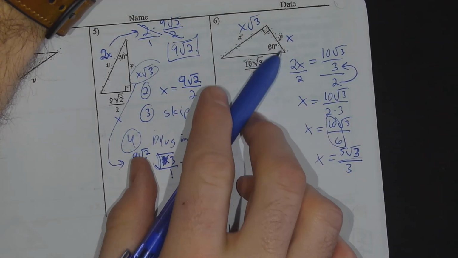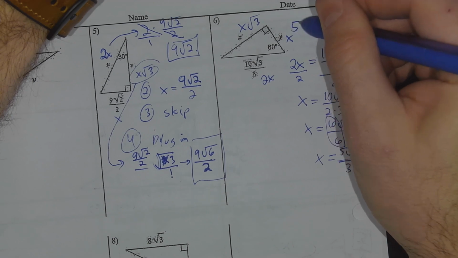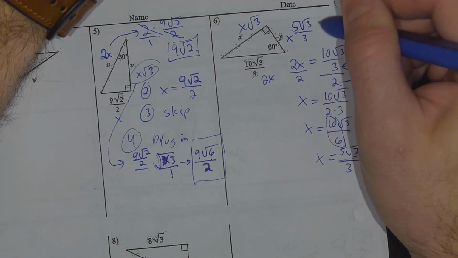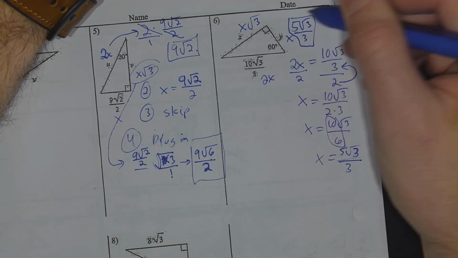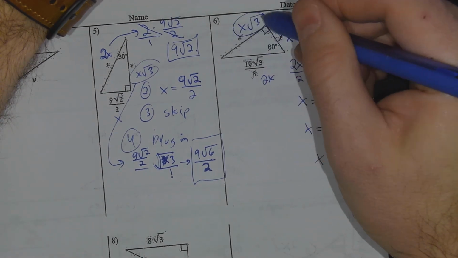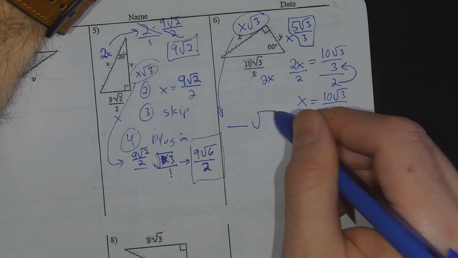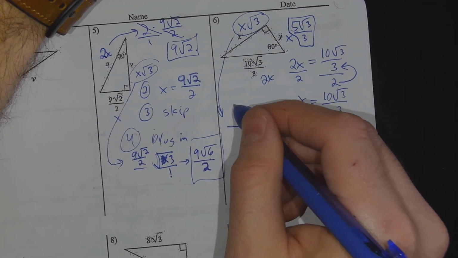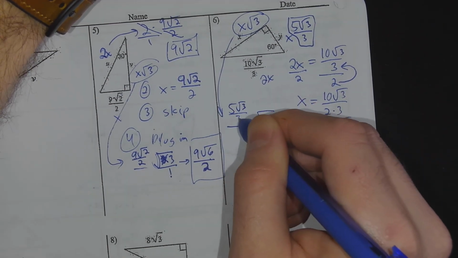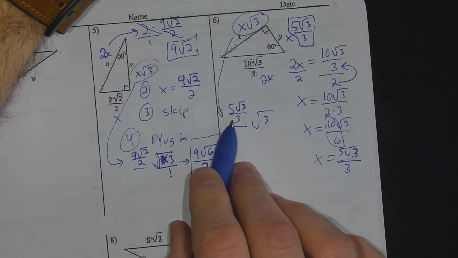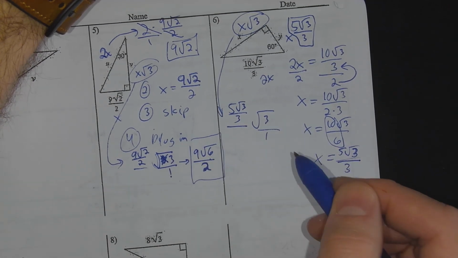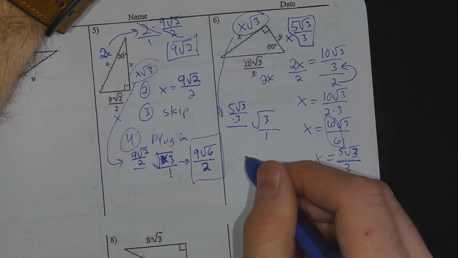Now we're going to plug it back into here, which is just 5 root 3 over 3, because it's just a regular x. So that's a really easy plug-in problem. This one, x root 3, I'm going to write it down here. Something root 3, so 5 root 3 over 3, whatever x was, I put it right here. That's over 1, so 3 times 1 is a 3 on the bottom.